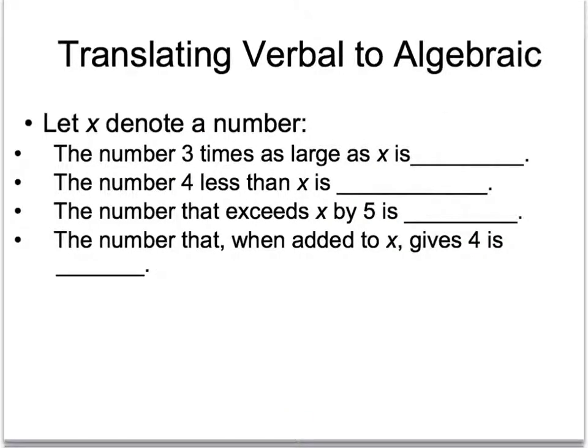Alright, allowing X to be a number, the number 3 times as large as X would be 3X. The second one, the number 4 less than X, would be X minus 4. And that's the one that confuses people most. You have to take 4 away from the X and not have it 4 minus X. The third, the number that exceeds X by 5, is X plus 5. And last, the number that when added to X gives 4 is equal to 4 minus X.